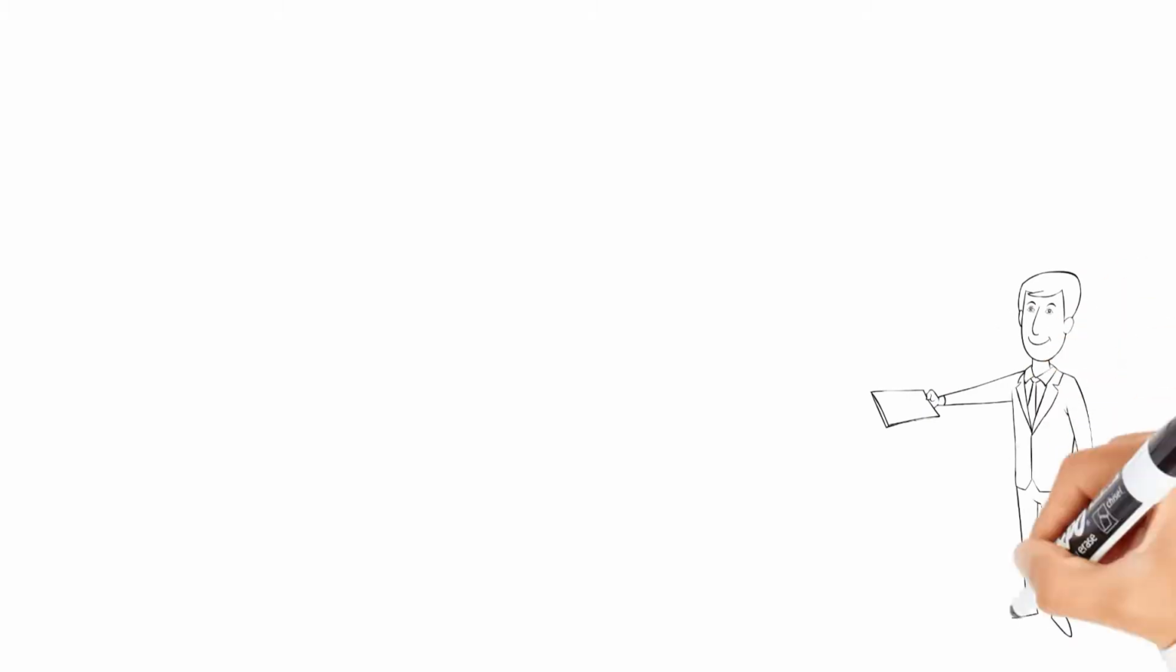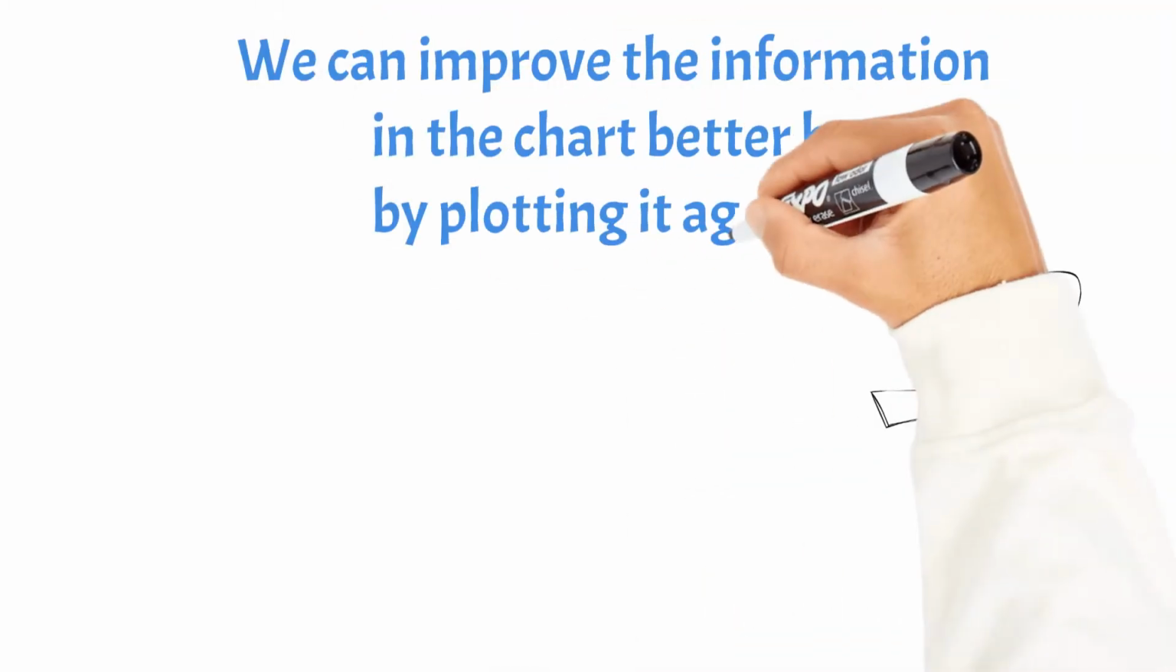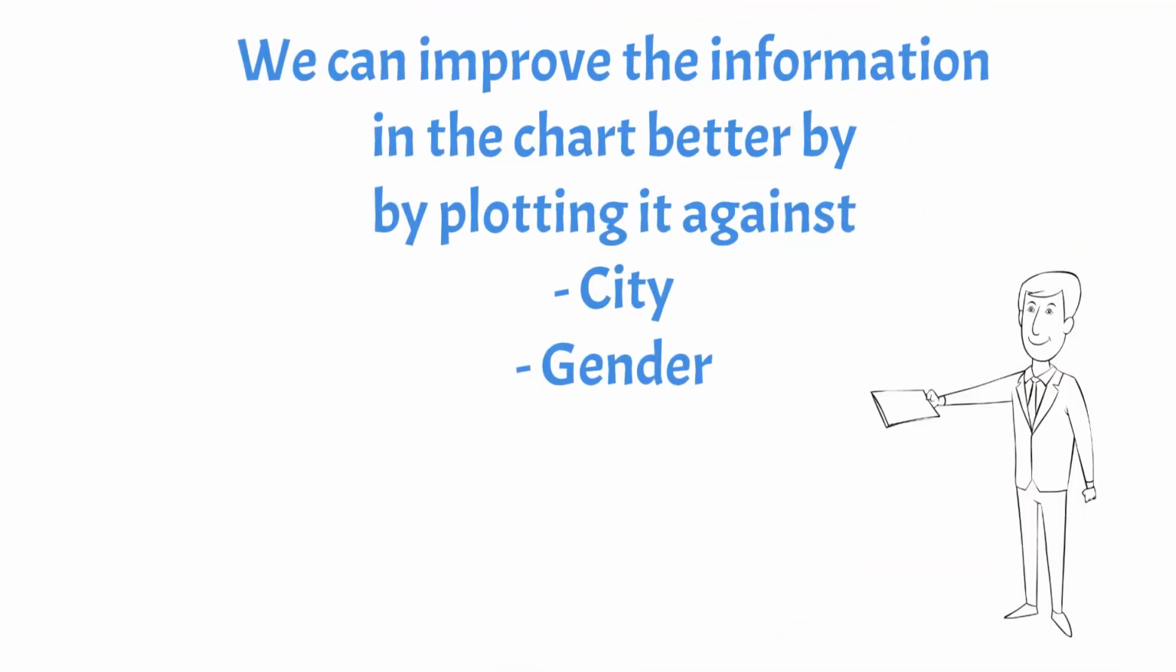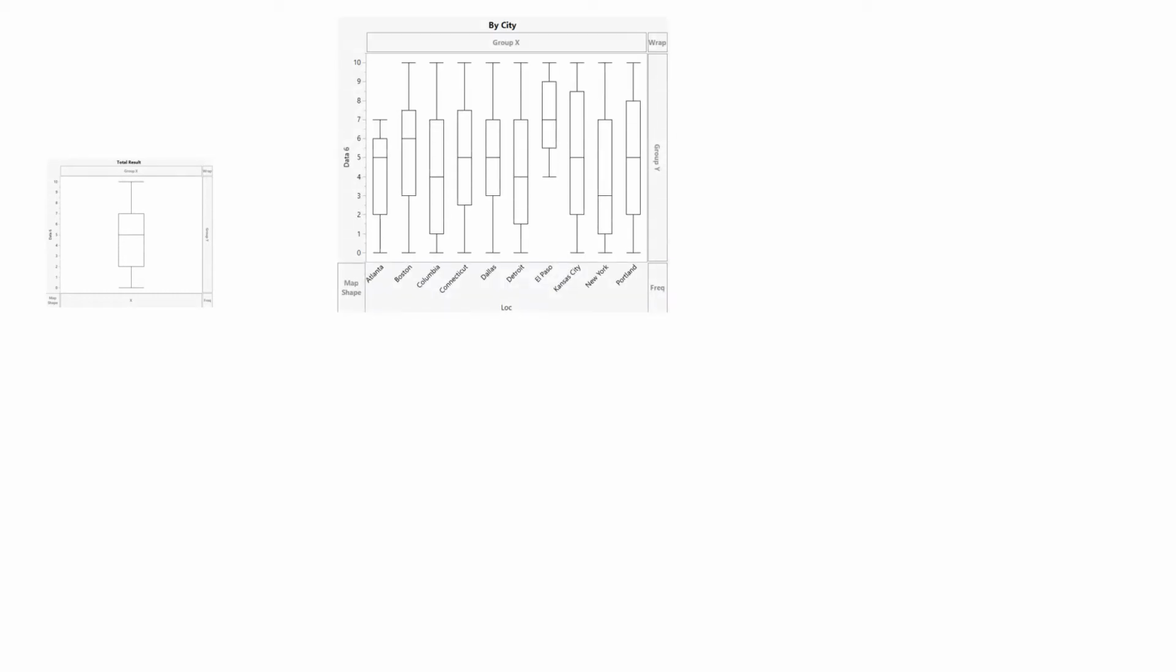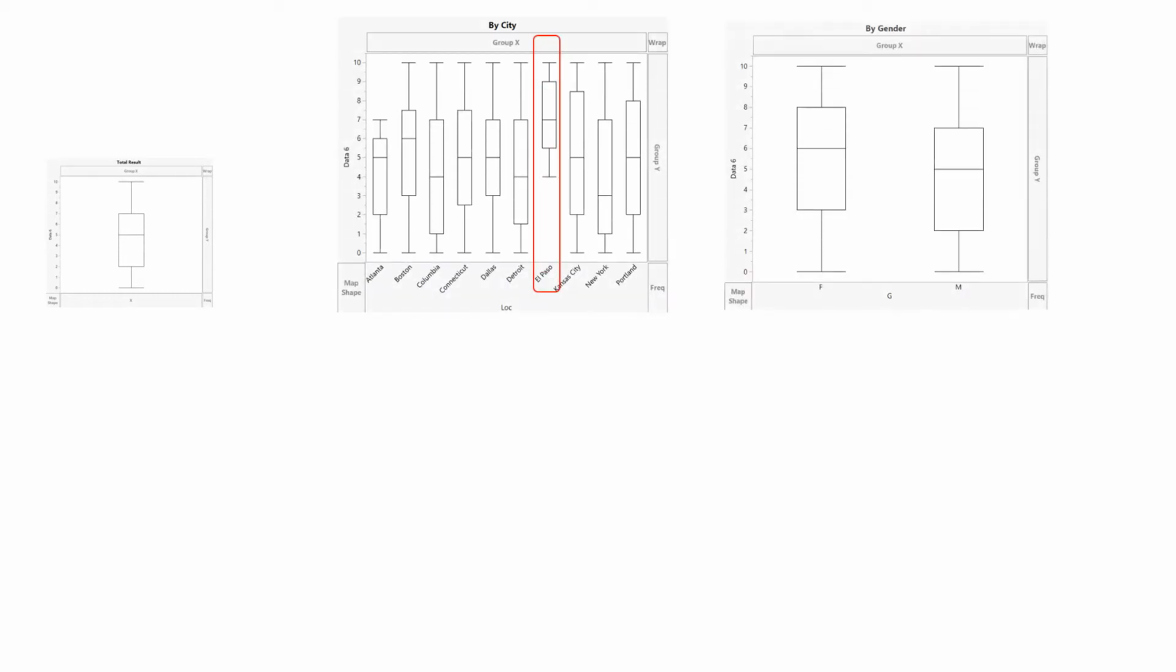With this new category, let's see by location and gender. By plotting box plot to location and gender, we can see people in El Paso like it, with median at 7. As for gender, more female seems to like it.